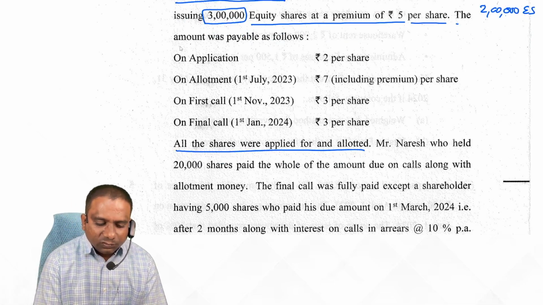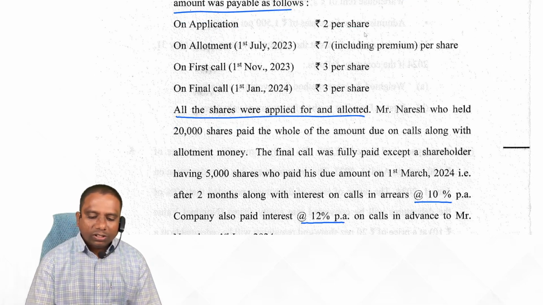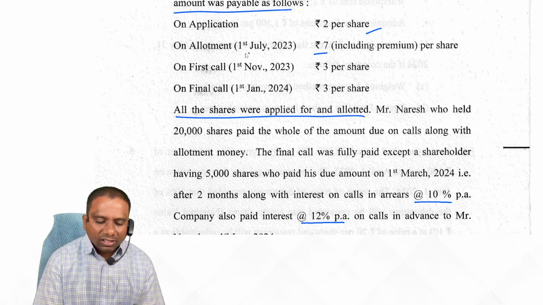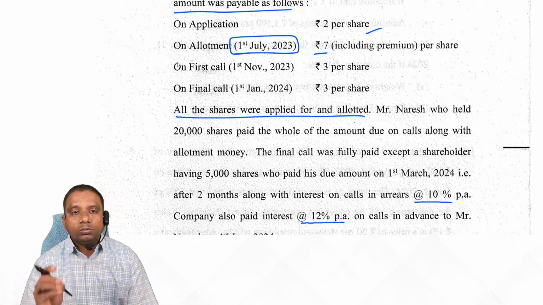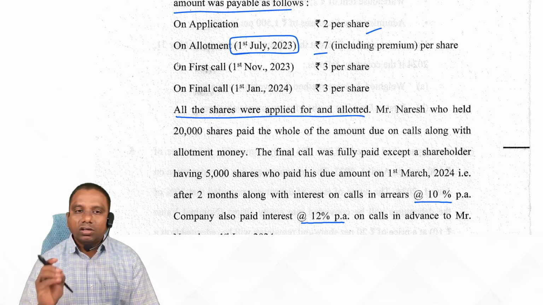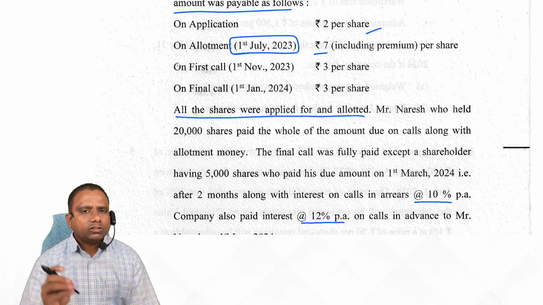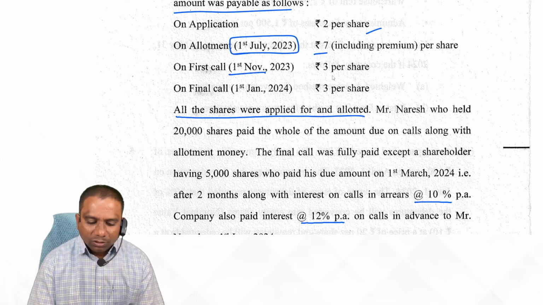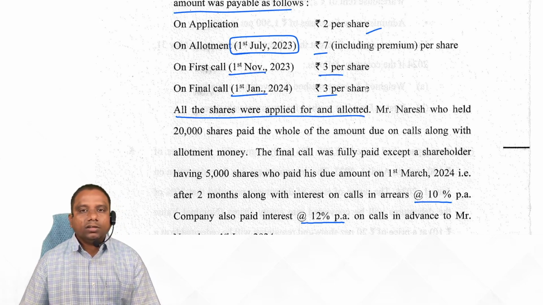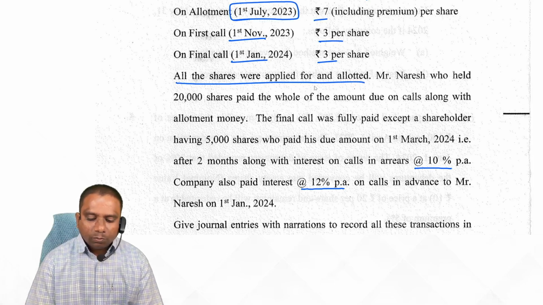Look at the amount was payable as follows. Application 2 rupees, allotment 7 rupees. Here they are giving dates. When they are giving dates, you have to be very careful for calculation of interest on calls in arrears. At the same time, interest on calls in advance. 1st November, first call and third call. Next, all the shares were applied for and allotted.